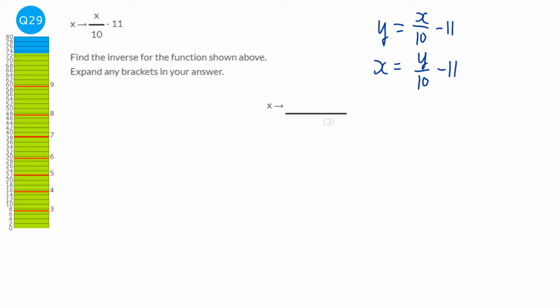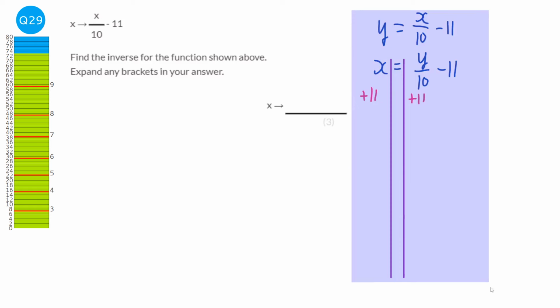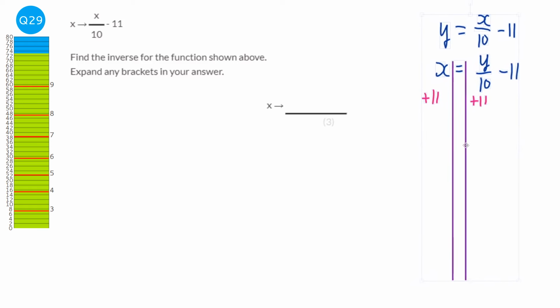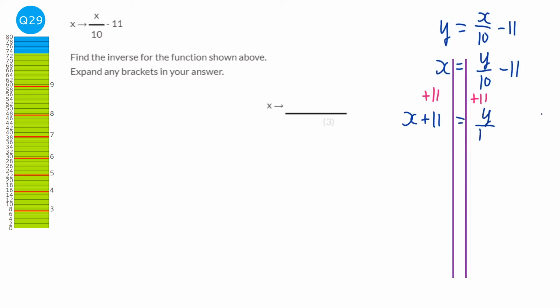Now, the objective now is to get the y on its own, to make y the subject. So we're going to first of all add the 11 both sides. And I've made an amateur move here. I've not left myself enough room, so let's just scoot that across. Okay, so add the 11, so it would be x plus 11 equals y over 10.